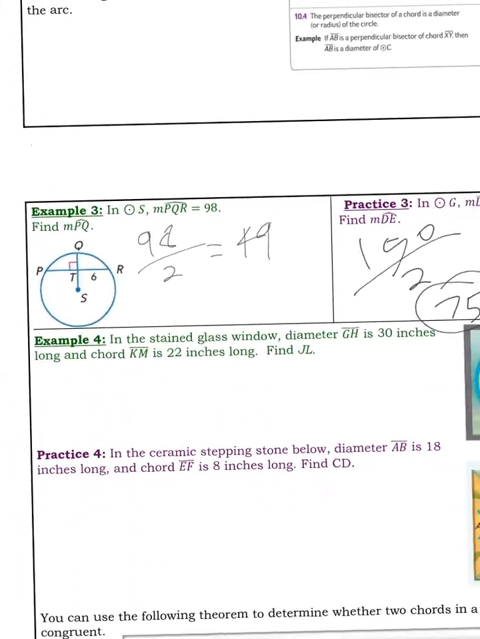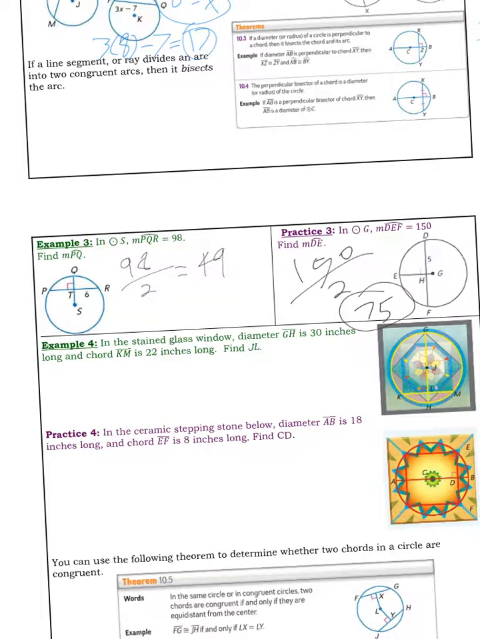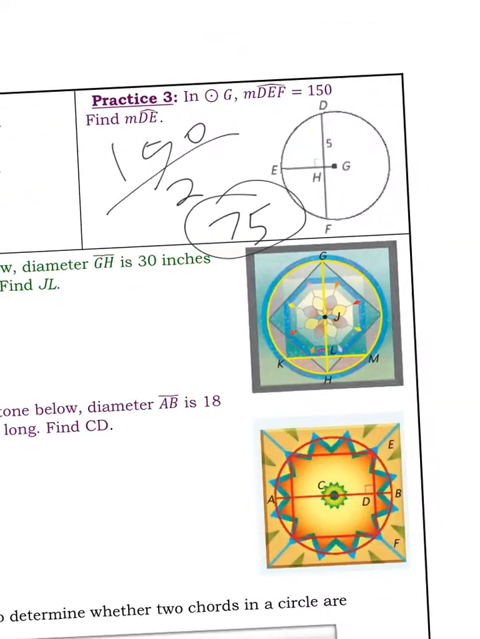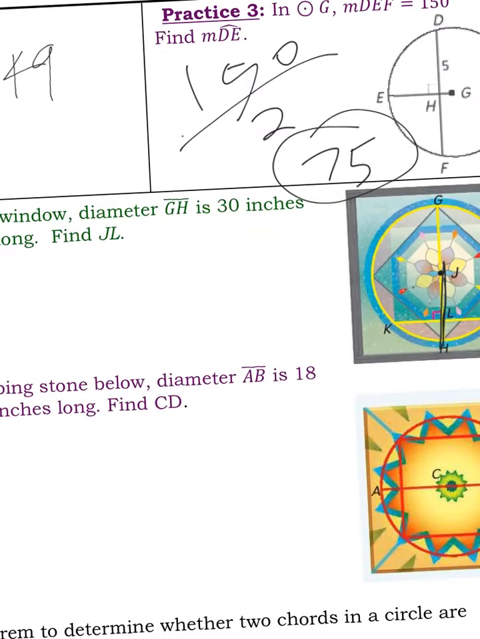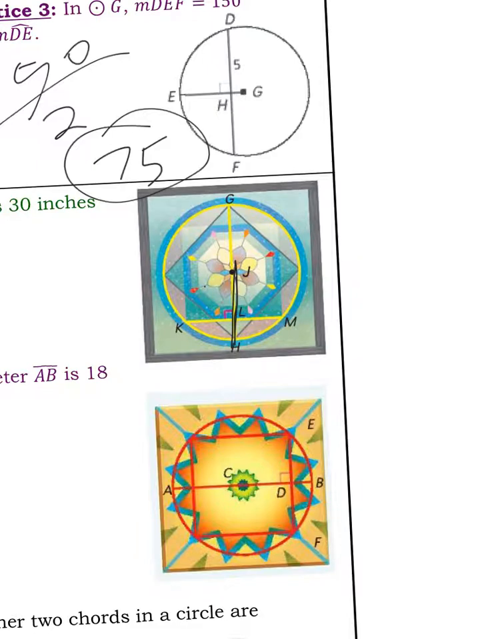All right. In the stained glass window, diameter GH is 30 inches long, and chord KM is 22 inches long. Find JL. All right, so let's see here. So JL is not quite the radius. The radius would be JH. So that's 15, because I just cut 30 in half. Then we have KM is 22. So let's see here. I've got 11 here.